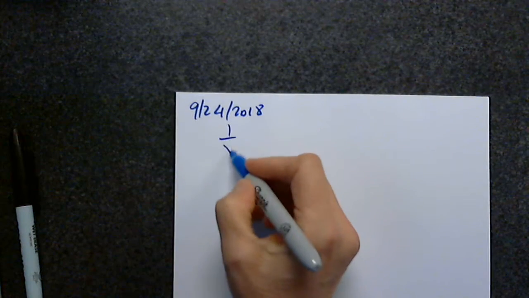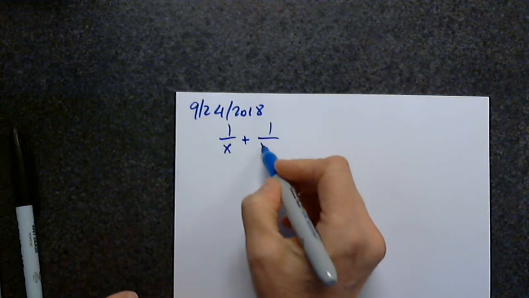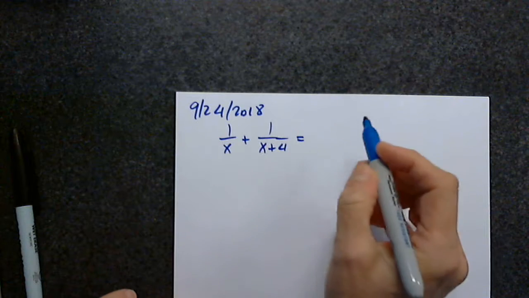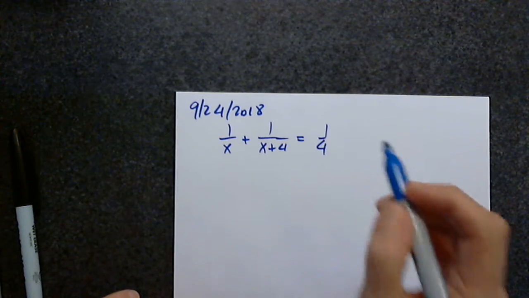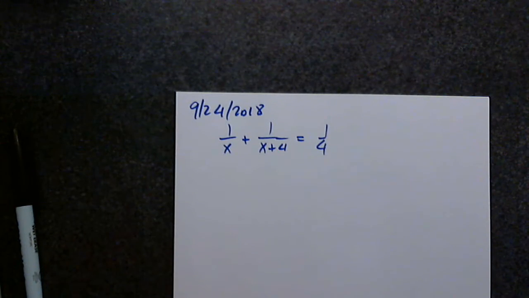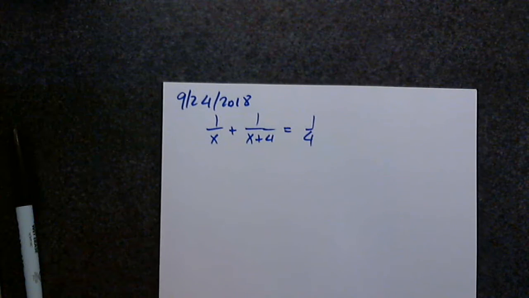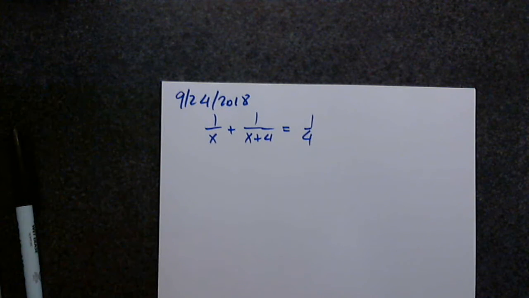Plus 1 over x plus 4 equals 1 over 4. Okay. I thought we did this last time, but let's do it again. I could be wrong. It doesn't matter. I thought I did something similar. Okay, that's fine. So what type of equation is this?